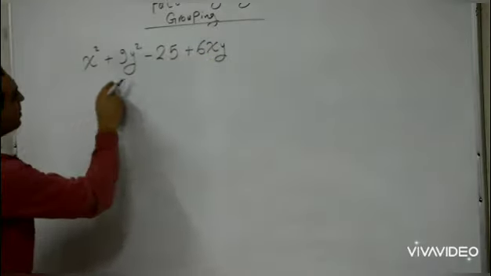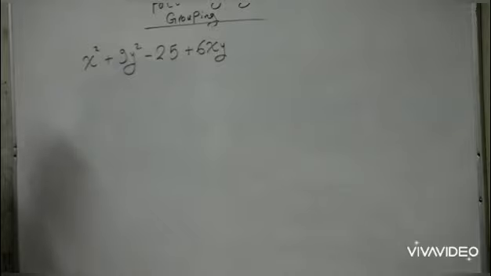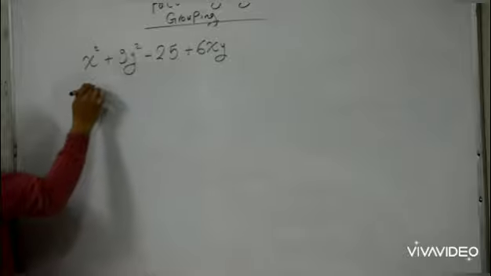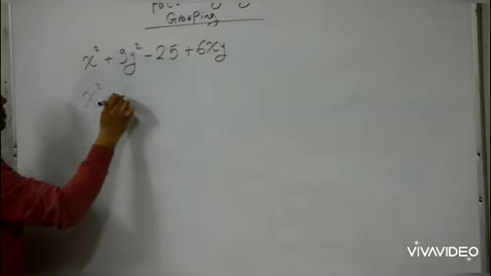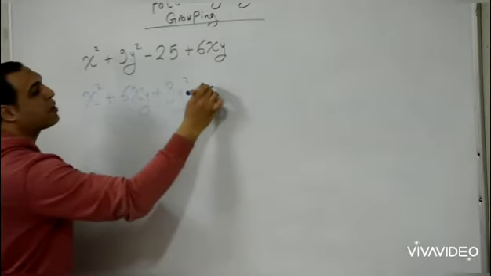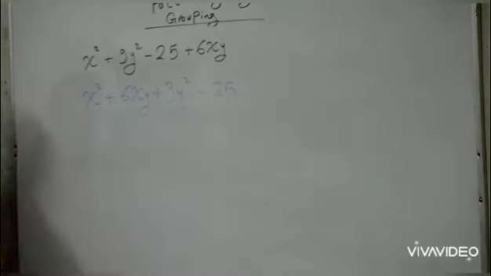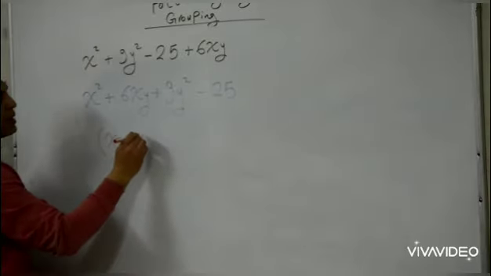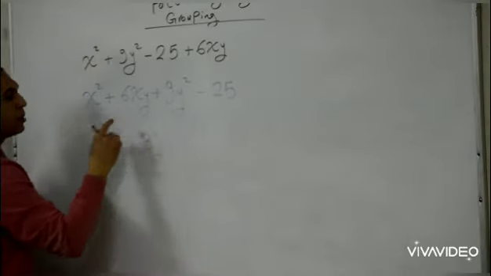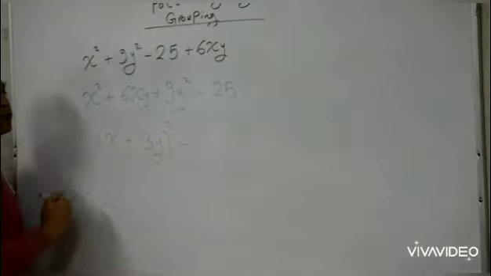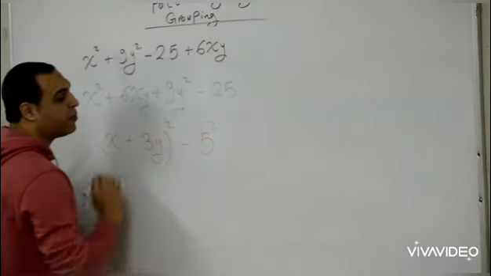The first 3 terms are not a perfect square trinomial. So I have to order them as x power 2 plus 6xy plus 9y squared minus 25. Now, these 3 terms are a perfect square trinomial. The square root of x power 2 is x, the square root of 9y squared is 3y. The sign is positive, the same sign as the middle term. Minus this bracket to the power of 2, 25, which is 5 power 2.